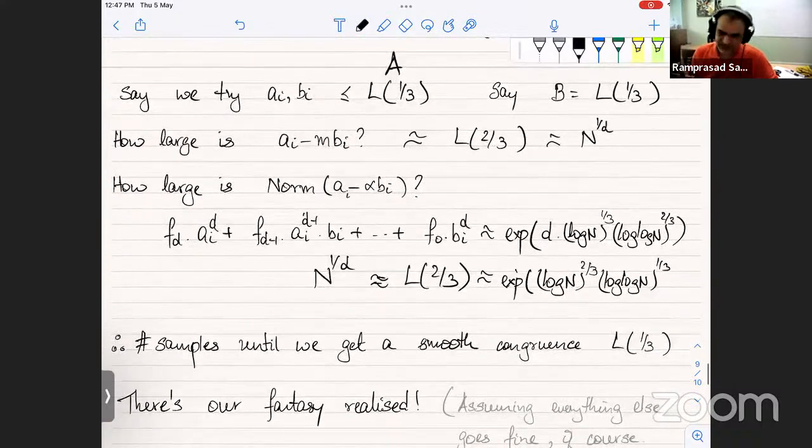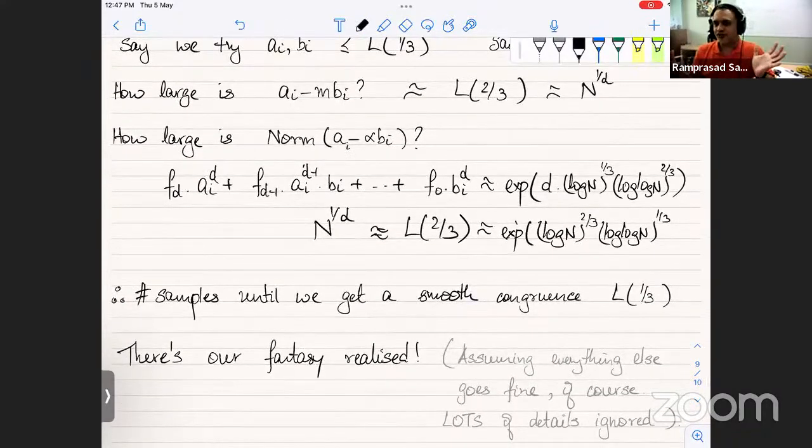So basically what I'm trying to say is that the fantasy that you wanted is that you want to run a factorization algorithm to factor a number capital N, and you somehow want to make sure that all the numbers you are testing for smoothness roughly look like n power 1 over d. And somehow you are in a regime where all the numbers you're dealing with are like n power 1 over d. Hopefully it gives you at least a high level picture of why, if all the other technicalities don't intervene, you will end up with a factoring algorithm that runs in time L 1/3.